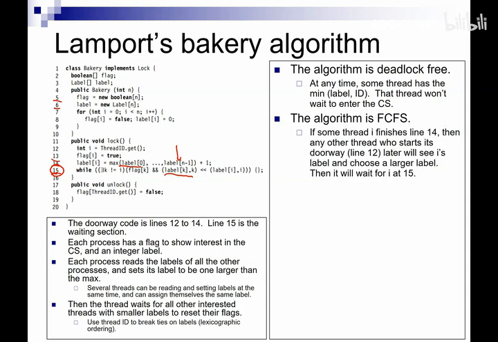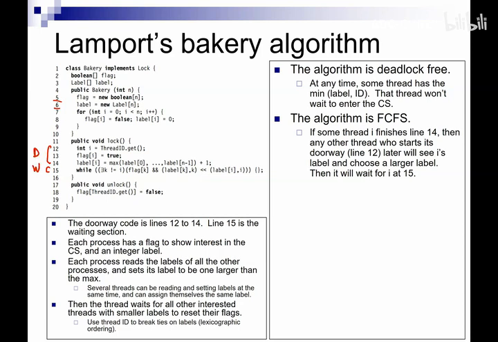Okay, next we want to show this algorithm has the first come, first serve property. I forgot to define these two. There are two blocks of code: the doorway part and the waiting part. This is the doorway here, and this is the waiting part.